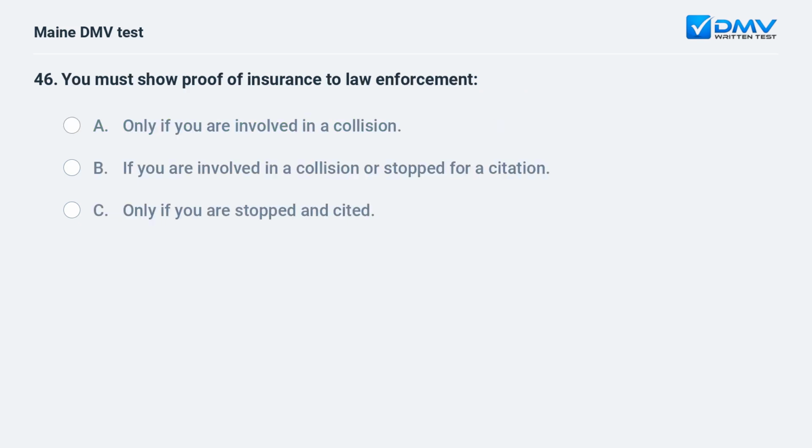You must show proof of insurance to law enforcement. A. Only if you are involved in a collision. B. If you are involved in a collision or stopped for a citation. C. Only if you are stopped and cited.